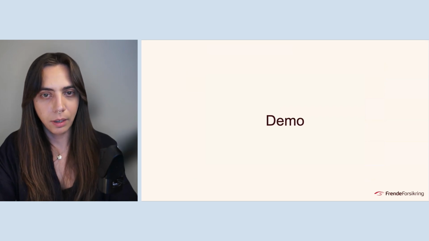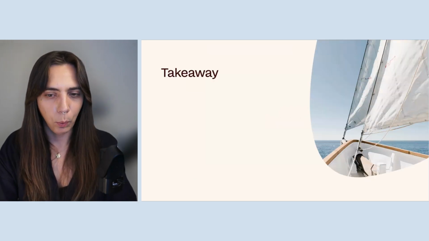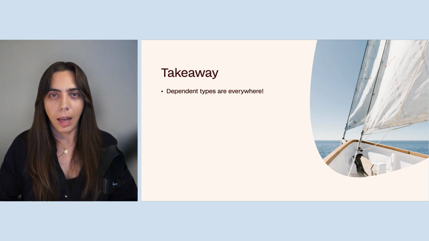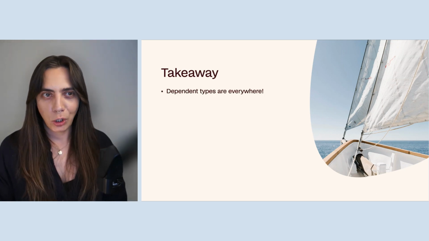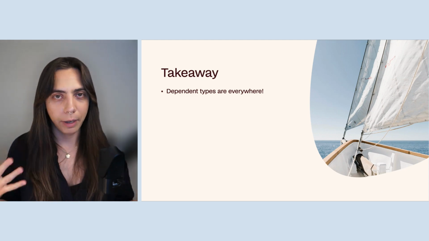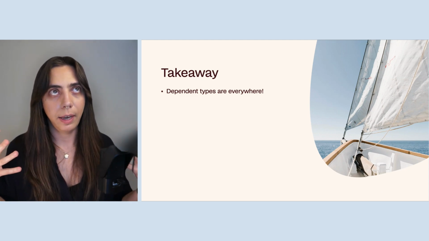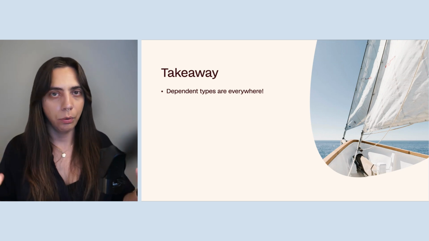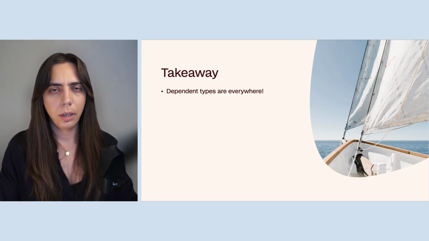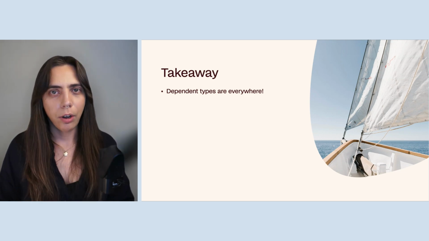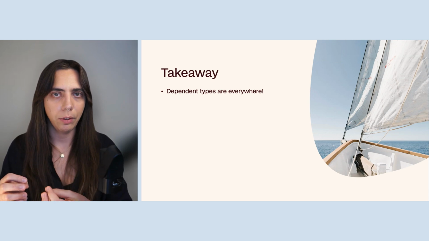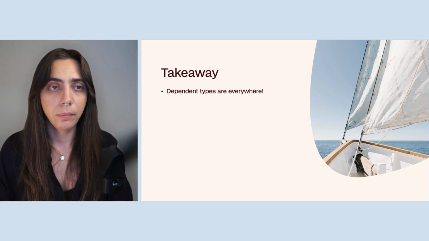So, takeaway. What is my point with all of this? Well, hopefully, maybe, I convinced you that dependent types are everywhere. So what I mean by that is, if you think about the abstract structure, don't think about how should I write this in a programming language, but the data structure abstractly. There are a lot of structures that are actually dependently typed, where the type should change depending on the value.